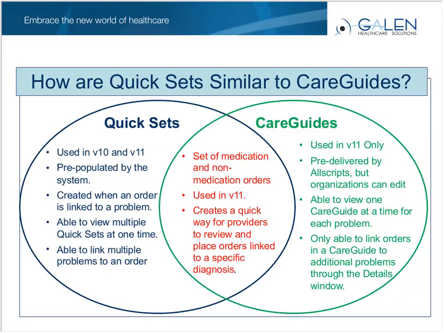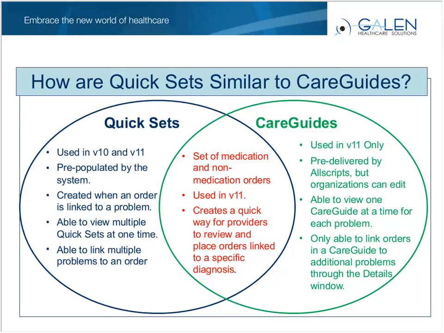Prior to version 11, quick sets were used in a similar fashion. The system pre-populated quick sets based on the different orders a provider placed linked to a problem. The process for creating quick sets was system automated, which was a good and a bad thing. On a positive note, everything a provider usually ordered for a diagnosis was listed in the quick sets without any additional build work. The negative side to that was when physicians placed orders linked to a problem that were not a standard of care for most patients, those orders would still be listed in the quick set for all patients.